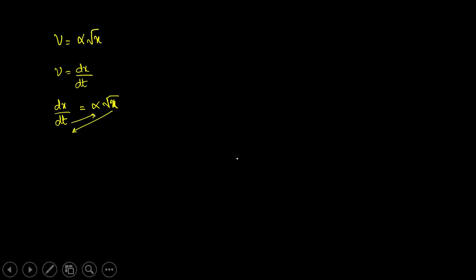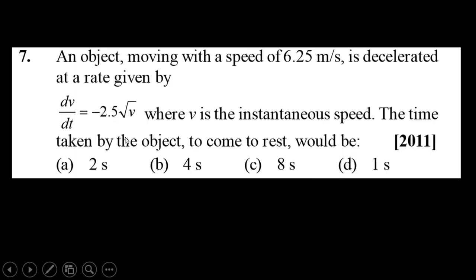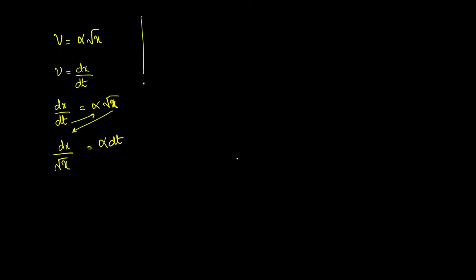In our question we know that v is given as alpha root x. We know that velocity is connected to displacement as dx by dt. So instead of v, can I substitute dx by dt? So dx by dt is equal to alpha root x. Taking dt to one side and x to the other, you get dx by root x is equal to alpha dt. So this is what we get. When there is 1 by root x dx, you integrate it to find the total displacement from 0 to x: integral of dx by root x is equal to alpha times integral from 0 to t of dt.